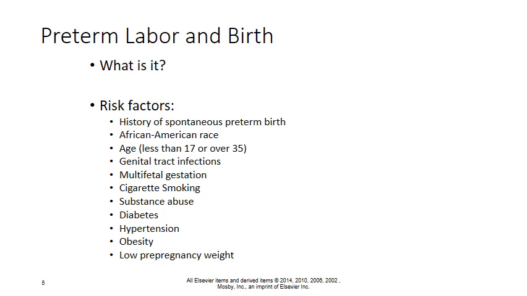And the risk factors are listed here. History of spontaneous preterm birth, African American race, they're more at risk. The very old and the very young. If you have any sort of infections, if you have multiple fetuses in your uterus, you having twins or triplets, if you smoke, if you have diabetes, hypertension, obesity, all of these can lead to preterm labor and birth.